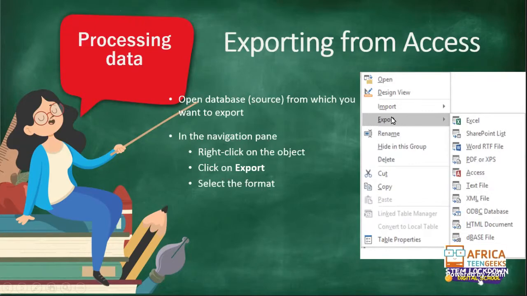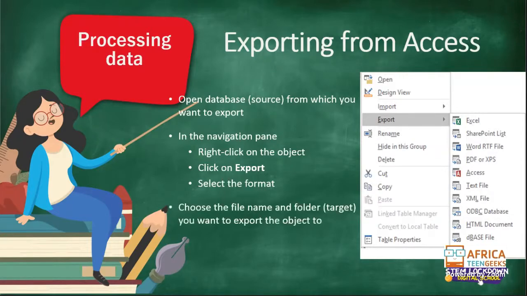So you click on export and a navigation pane will then pop up over here. And like I said, you can select any of the file formats that you would like over here. Okay, you then choose the file name and folder or the target location you want to export the object to.